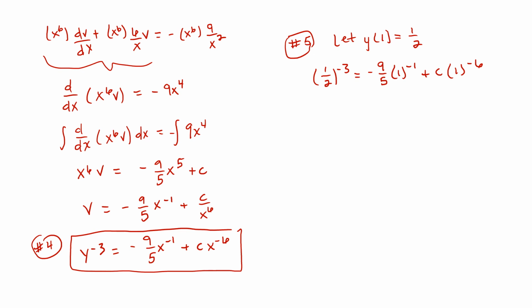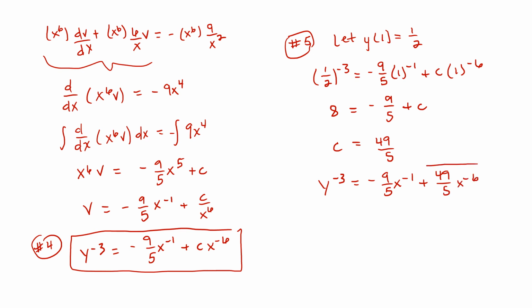So 1/2 to the negative 3rd power is 8. Then we have negative 9 over 5 plus c. And so then c will equal 49 over 5. So our solution with this initial condition is y to the negative 3 equals negative 9 over 5 x to the negative 1 plus 49 over 5 x to the negative 6. This is our particular solution.